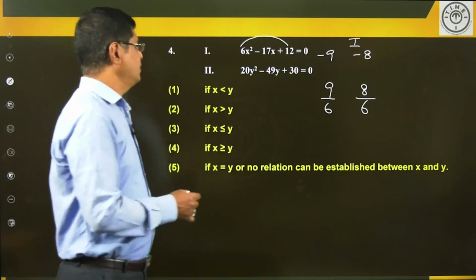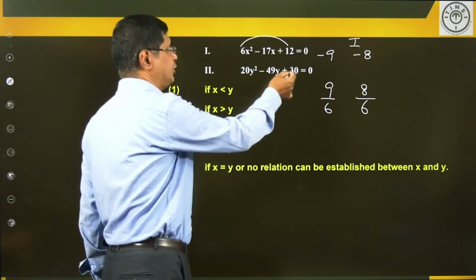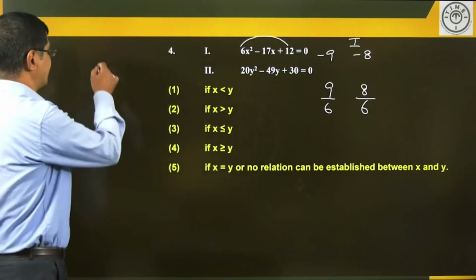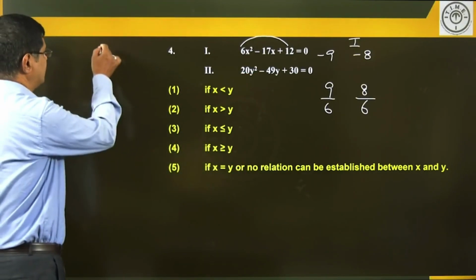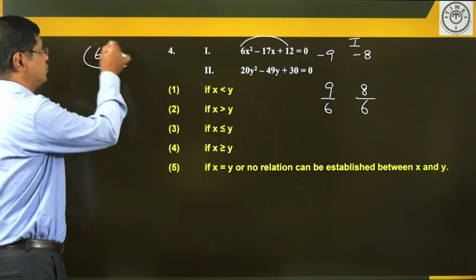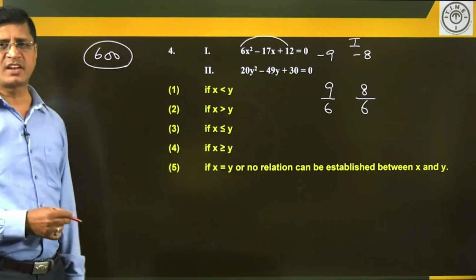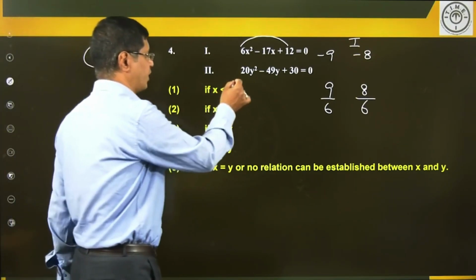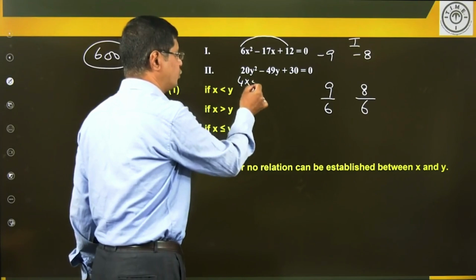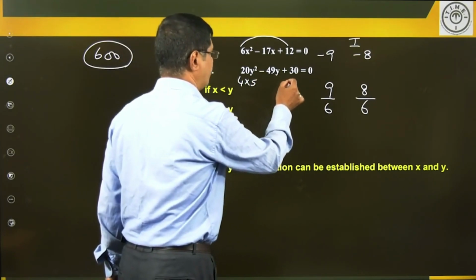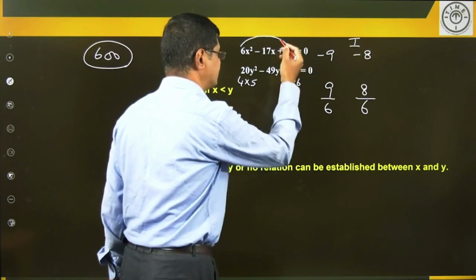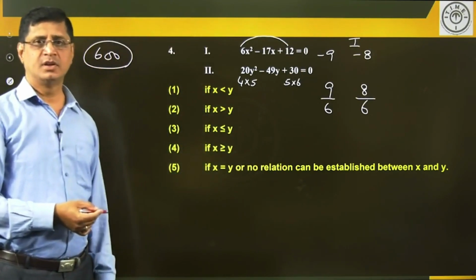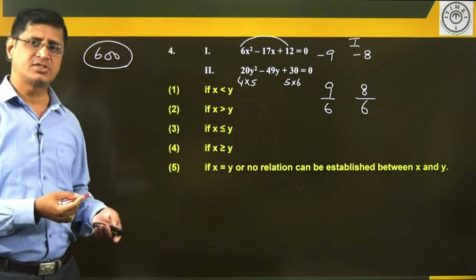Then what is the next one? The next one is 20 into 30, that is 600. If you are comfortable finding the roots using the larger value, please try. Otherwise, just look at this one. I am expressing 20 as 4 into 5, and 30 as 5 into 6. Now, can we find the factors?